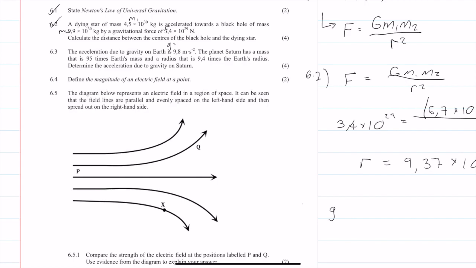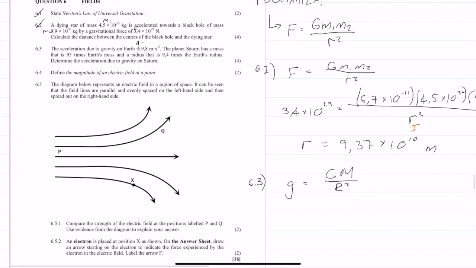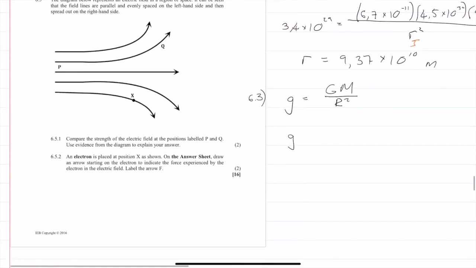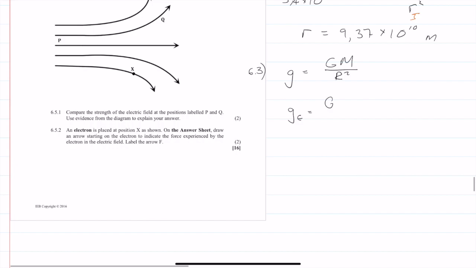So question 6.3, the gravitational force on Earth is equal to, so the governing equation we can say is the gravitational force is equal to the gravitational constant times the mass over r squared. That's our governing equation. So if we want to get it for Earth, the gravitational force on Earth is equal to the constant times the mass of Earth over the radius of Earth squared. Now if you want the gravitational acceleration on Saturn, it's going to be the gravitational constant, the mass of Saturn, over the radius of Saturn squared.